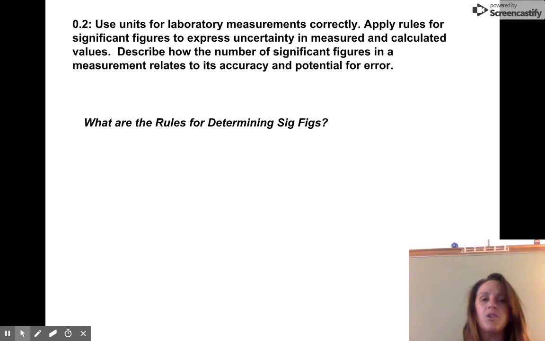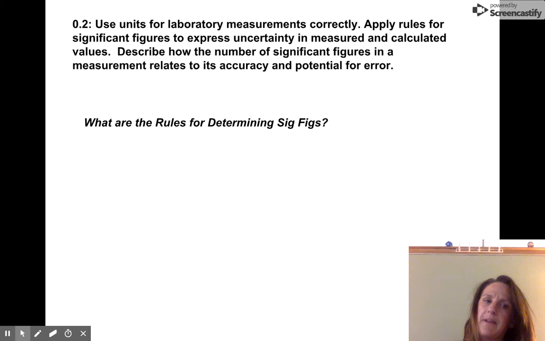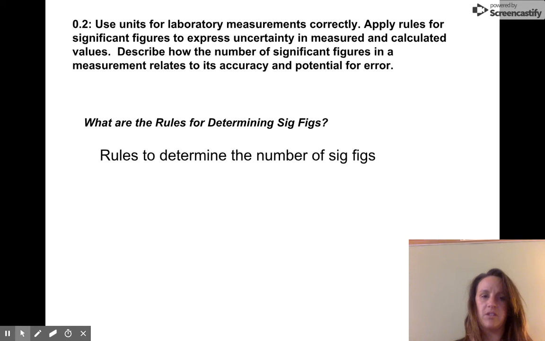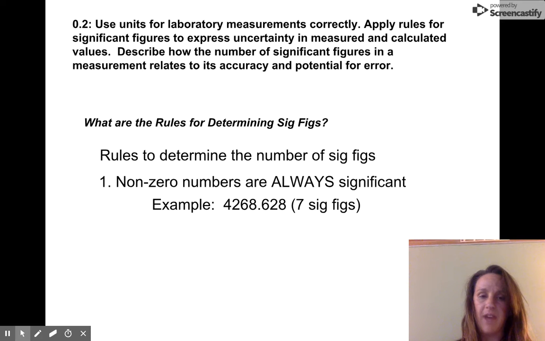So here are your rules for determining sig figs. You're going to want to make sure we write these down, and then I'm going to stop and have you practice. So first, number 1, if a number is not 0, if it is 1, 2, 3, 4, 5, 6, 7, 8, or 9, it is significant. So I really should have a unit on this number, so we'll make one up. If this is 4,268.628 miles, let's say, maybe I'm flying somewhere and that's how many miles it is of my flight, then every single one of those is a non-zero number.